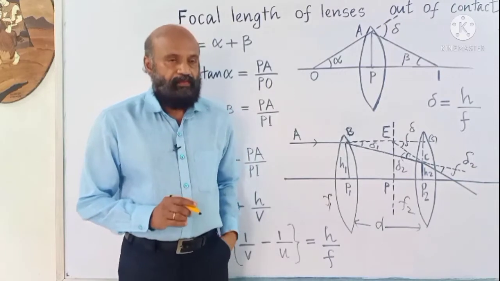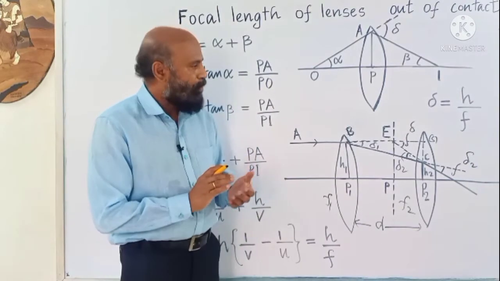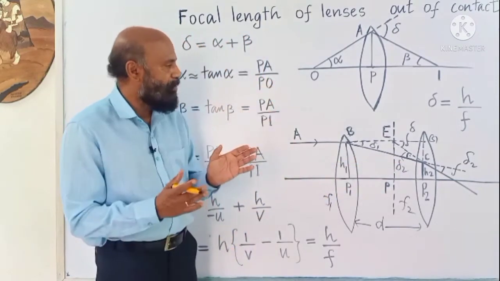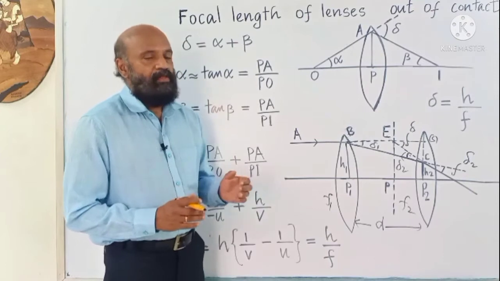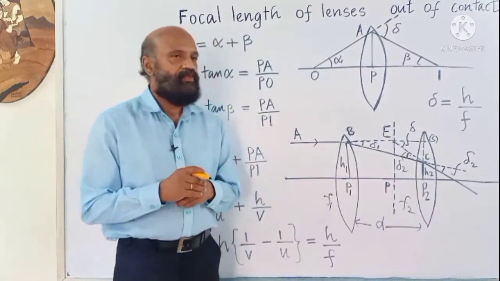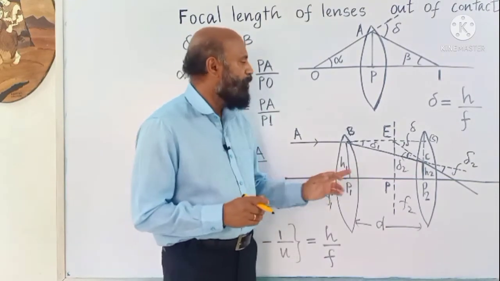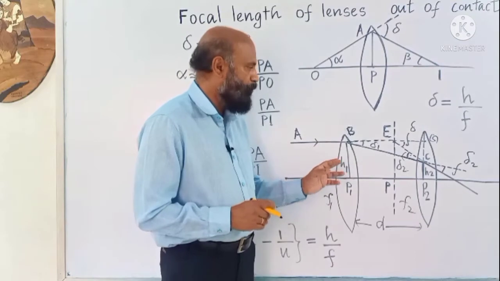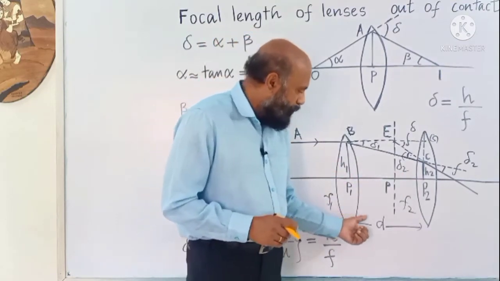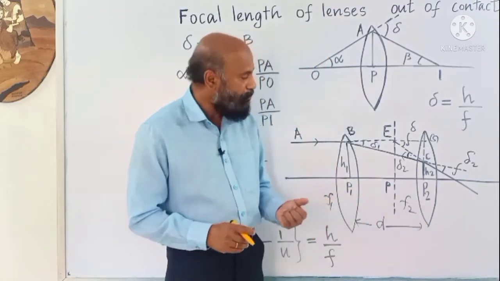In my last video, I explained the focal length of two lenses when they are kept in contact. When two lenses are kept in contact, they can be replaced by a single lens. Now in this video, we are going to see the effective focal length when two lenses are kept separated by a distance.